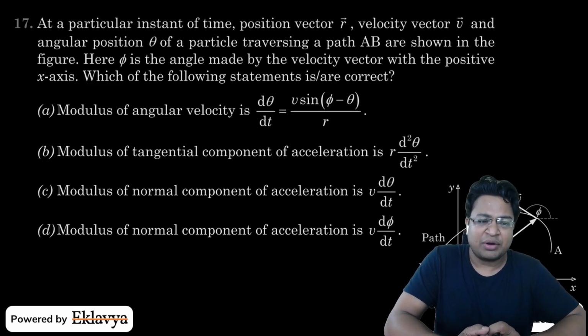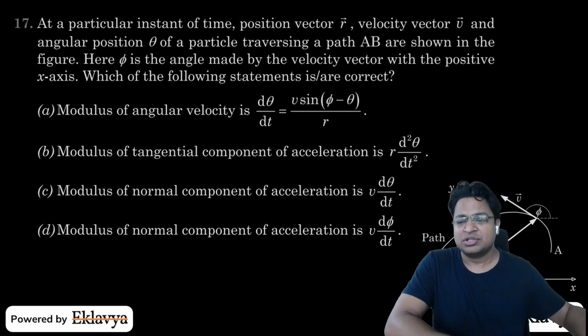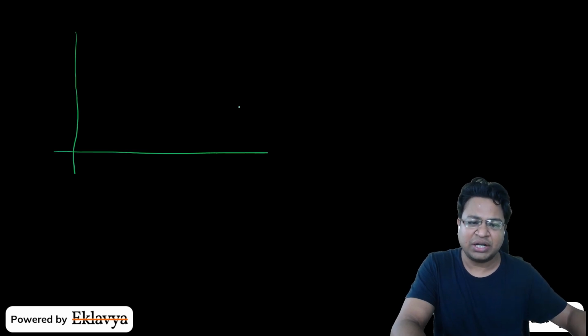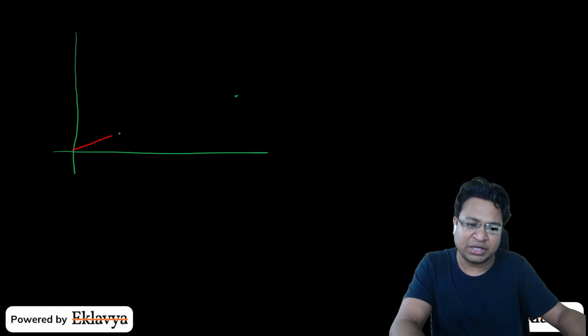Now, this question, question number 17, is based on our understanding of what tangential velocity or tangential acceleration and normal acceleration mean. The situation is given here. Let me redraw the situation. The particle may be somewhere here, and this is the position vector of the particle, and this is the angular position of the particle. So this is the position vector.